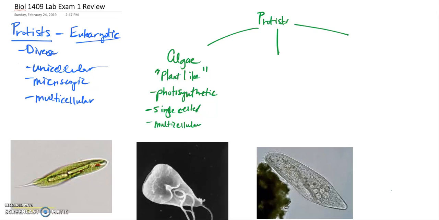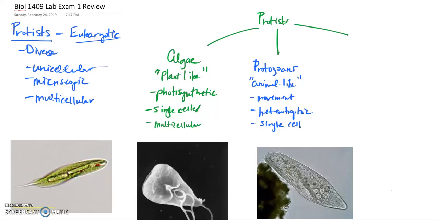Now let's look at another group of organisms, okay, and these are protozoans, and so they're not animals, but I'm going to say animal-like because they're heterotrophic, okay, they cannot make their own food, and also they're grouped based on their type of motility, how they move around, okay, so I'm going to put here movement, put heterotrophic. Now, these are typically single-celled, okay.